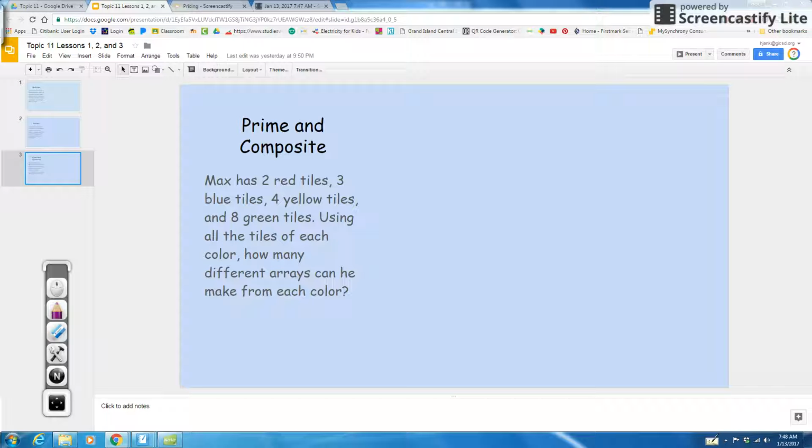All right, boys and girls, we are going to finish up our lessons for our multiples, factors, and prime and composite. So the first video you just watched was on multiples and factors. Multiples were the numbers that we got when we multiplied two numbers together. So when we count by that number, so 10, 20, 30, 40.